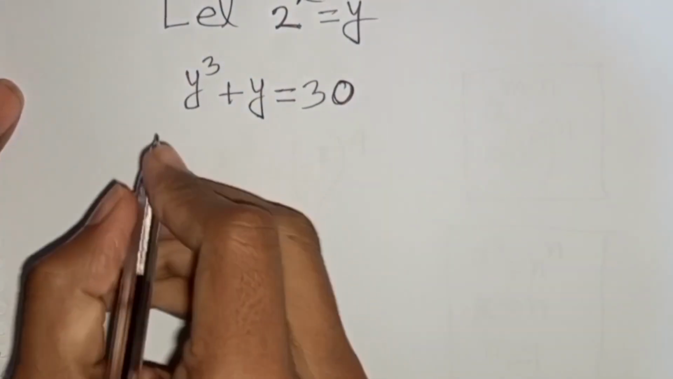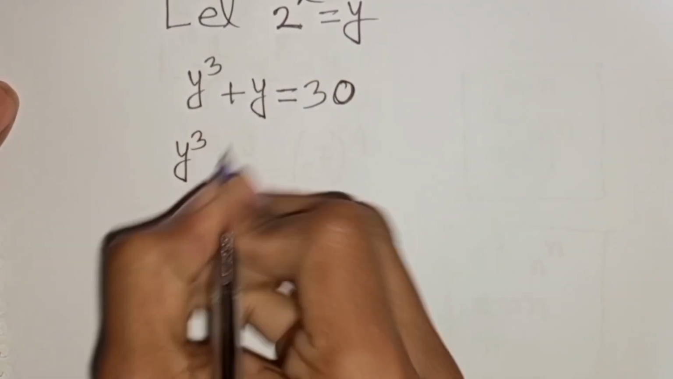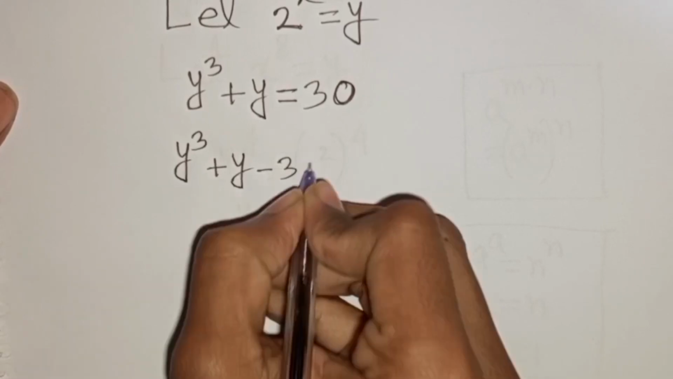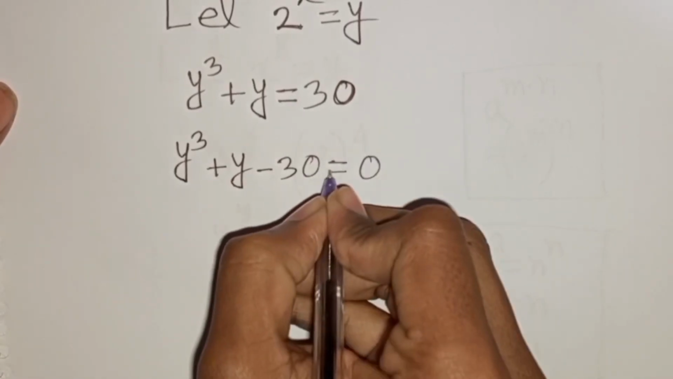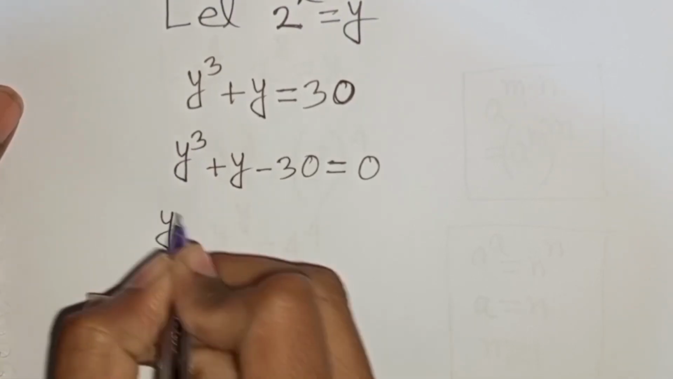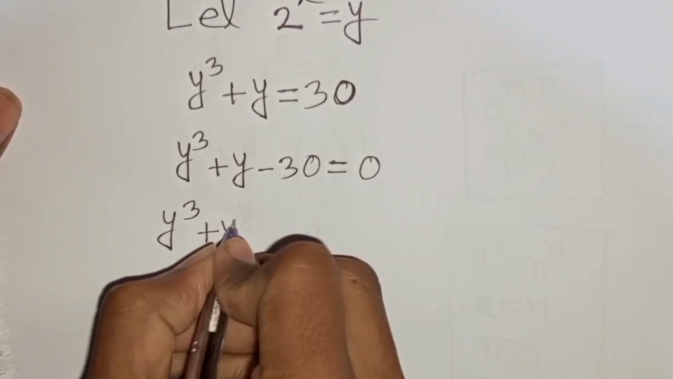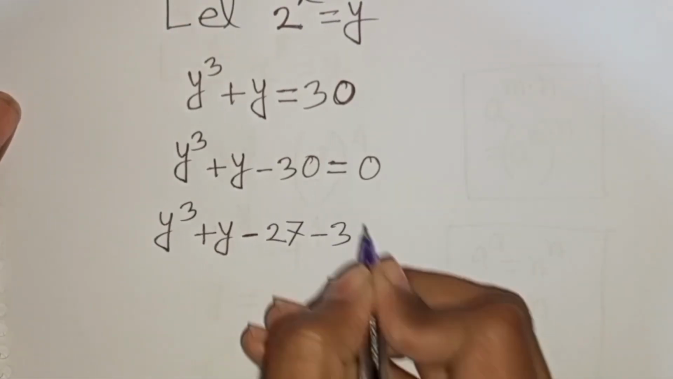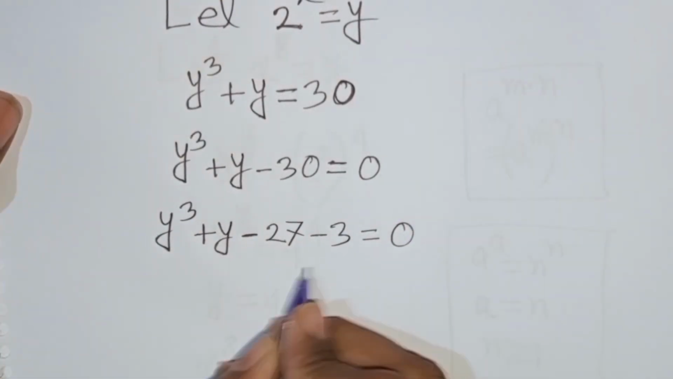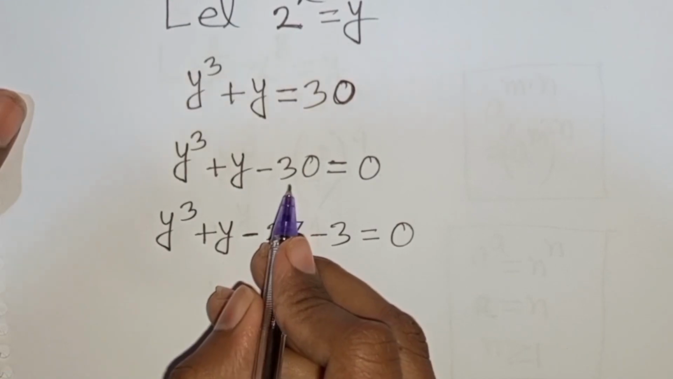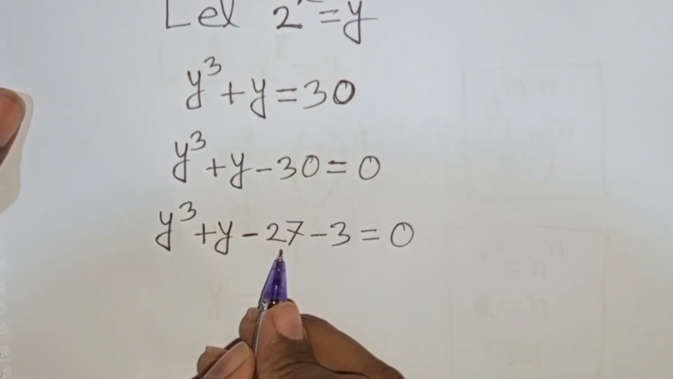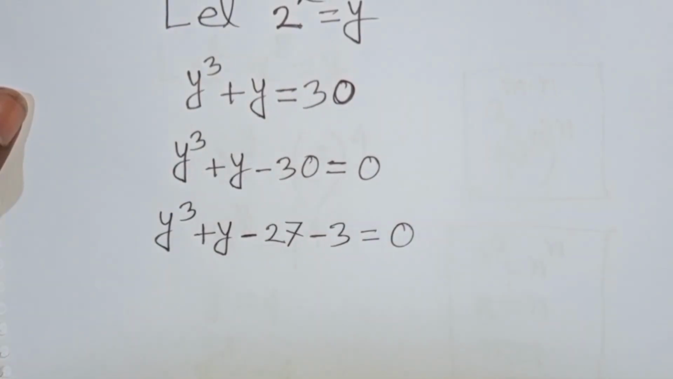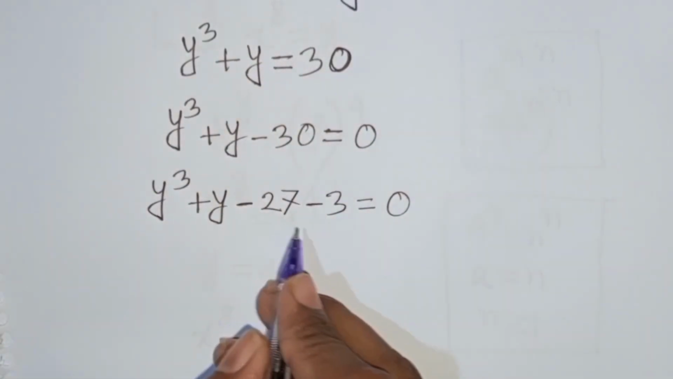Now I can write here y cube plus y, then this plus 30 taken to the left side, so this will be minus 30, is equal to 0. Now we have y cube plus y, then minus 30 can be written as minus 27 minus 3, is equal to 0. How to understand this? Pay attention here, the nearest cubic number of 30 is 27. So minus 30 can be written as minus 27 minus 3. Most of the time you can understand such a process.